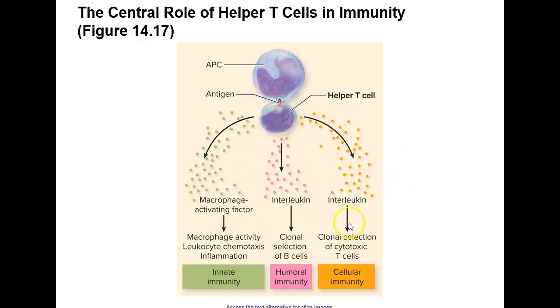These helper T cells will also secrete interleukins. These chemicals can recruit cells like the B cells and the T cells to the area of infection. B cells can go through clonal selection then, thanks to the stimulation from these interleukins. T cells can go through clonal selection as well. So remember, clonal selection is where we're making many, many copies of these cells so that they can help fight off these pathogens. And so this is how the helper T cells kind of tie all three of these branches of the immune system together. We've got innate immunity through the activation of those macrophages, humoral immunity through the activation of the B cells, and then cellular immunity through the activation of those T cells.